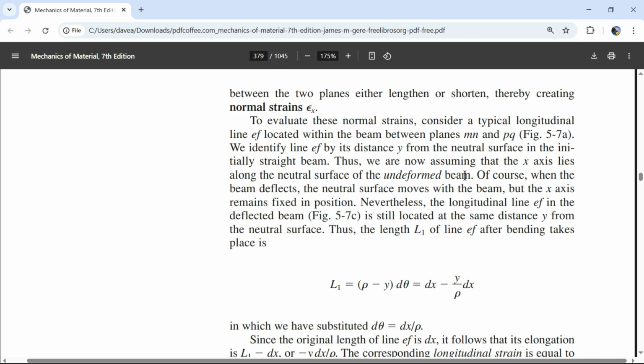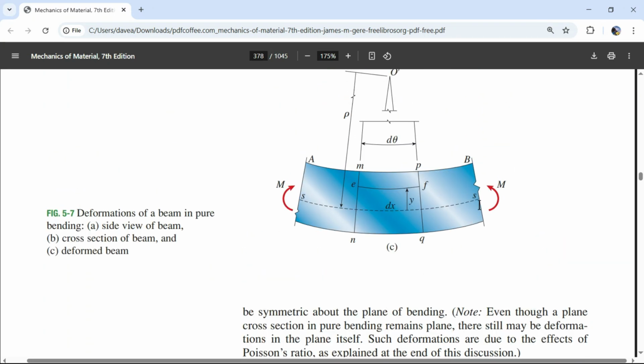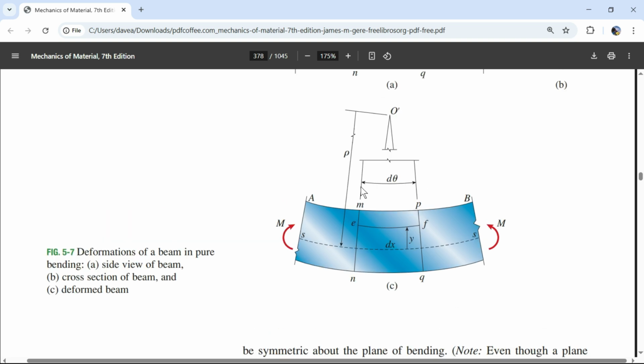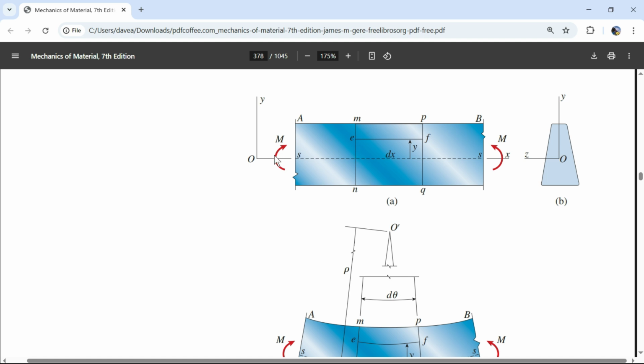I think this was worded a little bit weirdly. So we identify line EF by its distance y from the neutral surface, that's figure 5.7a, in the initially straight beam. Thus we are now assuming that the x-axis lies along the neutral surface of the undeformed beam. So we have to say that after bending, we have a neutral surface right here, and that's where I'm going to place my x-axis and my y-axis. So before bending, I have to put my axes where that neutral surface is going to be.